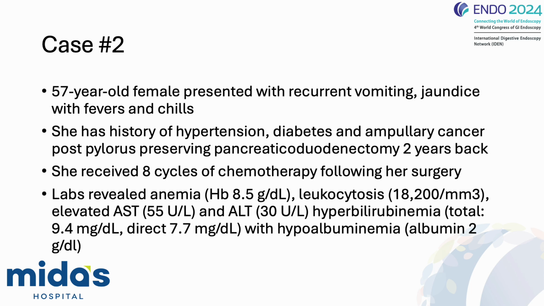Case 2. A 57-year-old female presented with recurrent vomiting, jaundice with fevers and chills. She had a history of hypertension, diabetes, and ampullary cancer, post pylorus preserving pancreaticoduodenectomy 2 years back. She received 8 cycles of chemotherapy following her surgery. Labs revealed anemia, leukocytosis, elevated LFTs, jaundice with a bilirubin of 9.4 and a low albumin level.